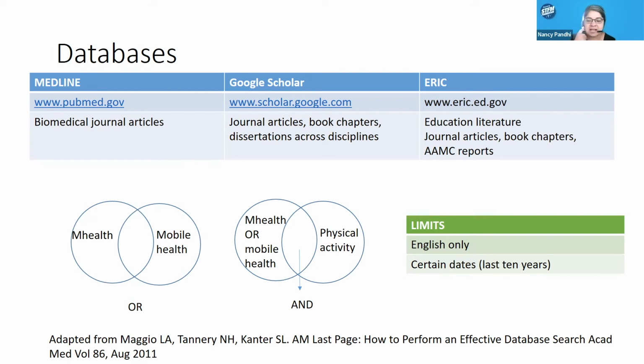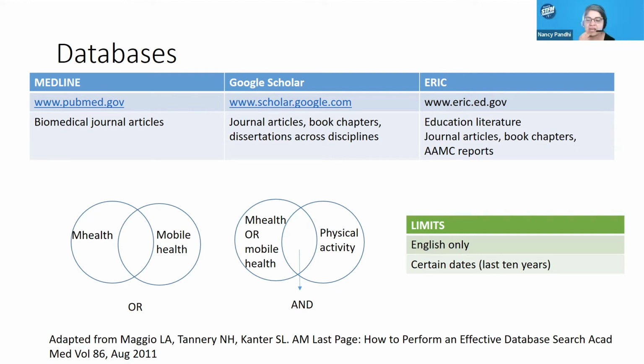PubMed. Google Scholar is pretty awesome. Once that started to come out as a tool, it's just so accessible. It goes beyond the journal articles. You're going to get dissertations, book chapters. It's not just focused on the medical piece. So that's awesome to be able to expand your understanding.